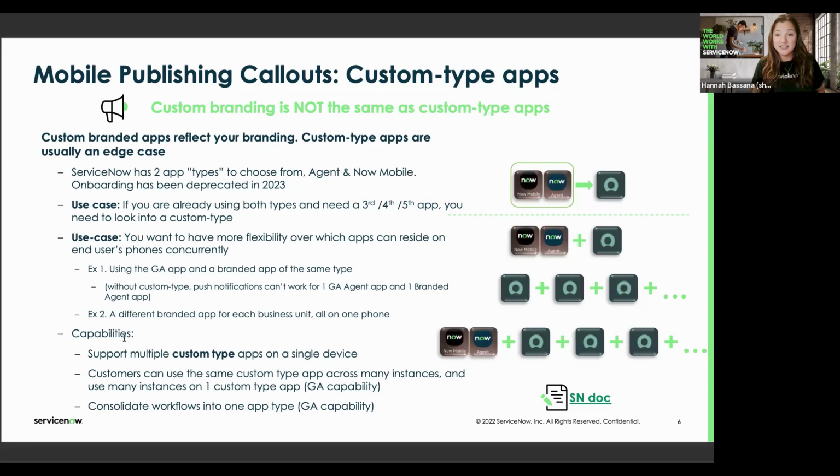Again, it is not the same as branding. You probably don't need this. But the capabilities are you can support multiple custom type apps on a single device. As mentioned, there aren't any of those push notification or OAuth conflicts. Customers can use the same custom type app across many instances and use many instances on one custom type app. So that's the same capability as our GA apps. And then you can consolidate workflows into one app type. So that's also a GA capability.